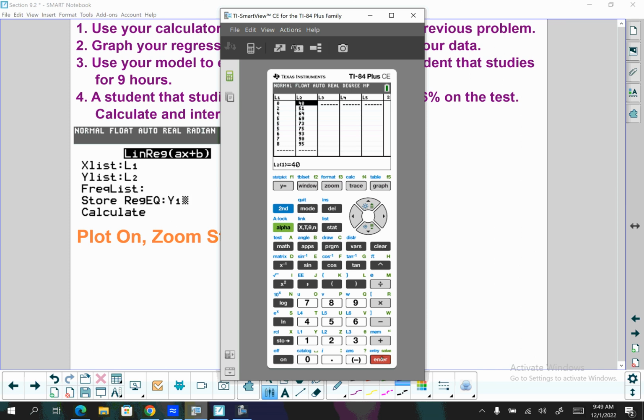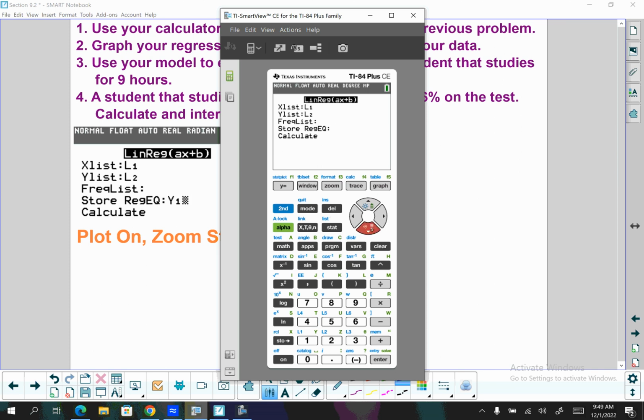That all in there? Okay, so hit stat, go over to calculate, same thing we did yesterday, number 4. This is where it should already say L1 and L2. If you put your data in other columns, you can change that by hitting second, and then if you hit the stat button, you'll see the word list is right above it. And then it'll just give you a bunch of list options that you can choose. So you can make your X's list 2 and your Y's list 3 if you want to, if that's where you put your data at. But L1 and L2 is just our default.